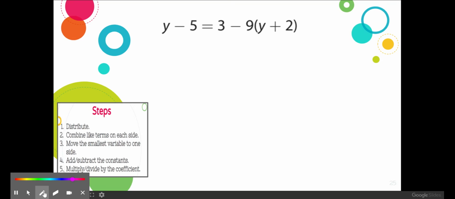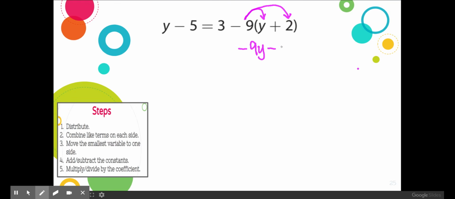Step 1 is to distribute. So do I have parentheses? Yes, I do, over on this side. So I'm going to distribute a negative 9. The reason why it's negative is because I see that the negative that's in front of the 9 belongs to the 9, okay? So when I distribute that, negative 9 times y is negative 9y. Negative 9 times 2 is negative 18. Then I'm going to bring down the rest.